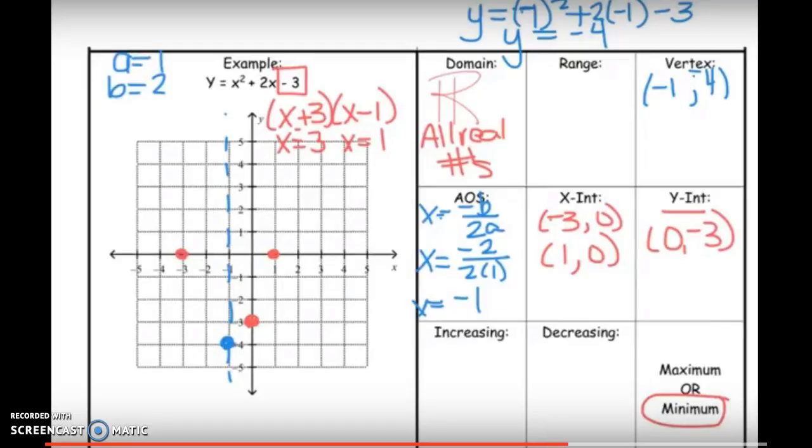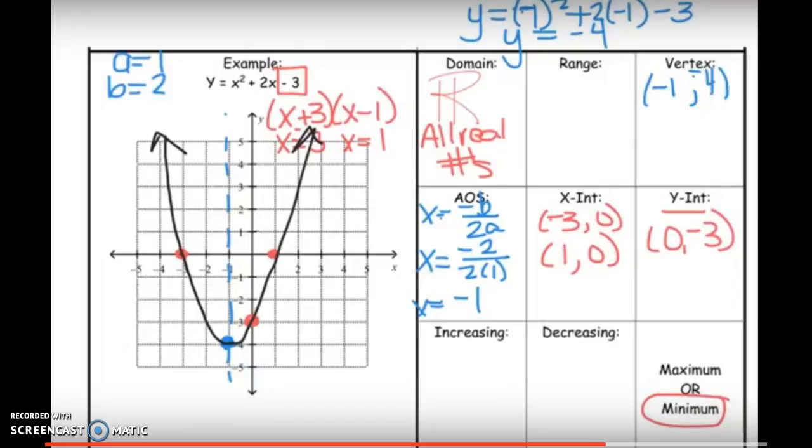So we now know that that is the turning point of the parabola. So we can go ahead and graph that parabola in there. Here's our turning point, and it comes back up. So there's our parabola. It has a minimum because it's opening upward. Here are our x-intercept and our y-intercept.